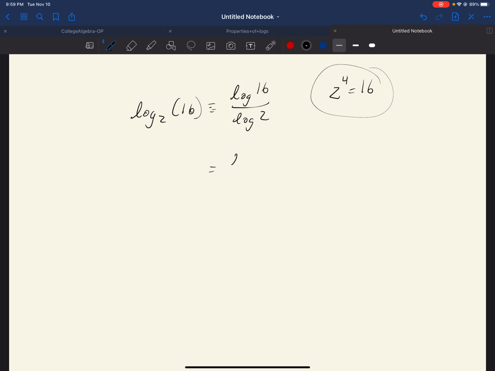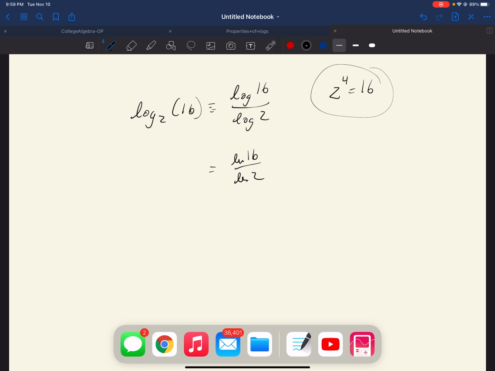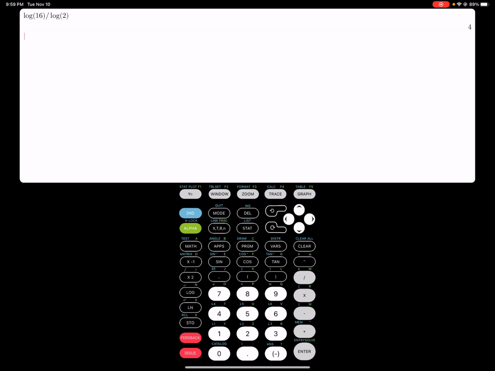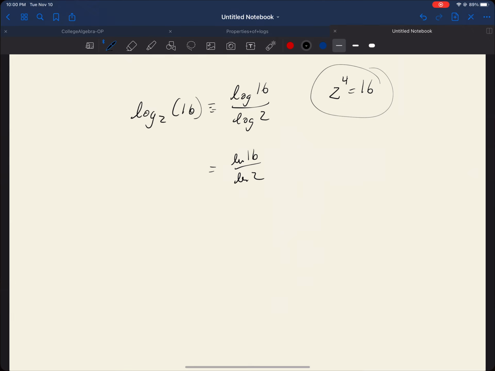I could also say it's ln 16 over ln 2. So I'm just changing the base. Instead of base 10, it's base e. Let's try that. ln 16 divided by ln of 2 is also 4. And so it doesn't matter what base you change it to. These two things are equivalent, always, no matter what base you have.